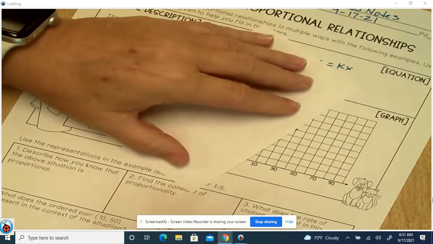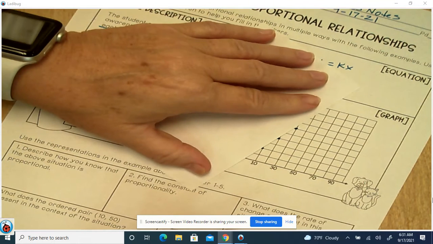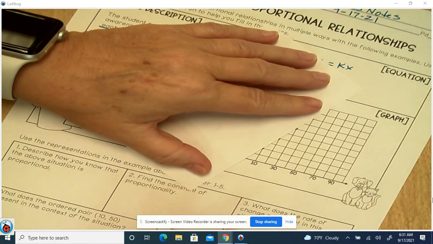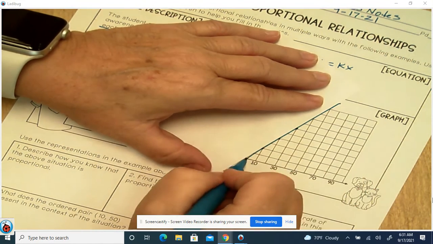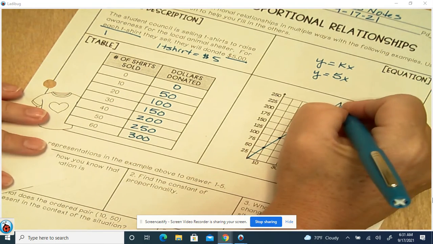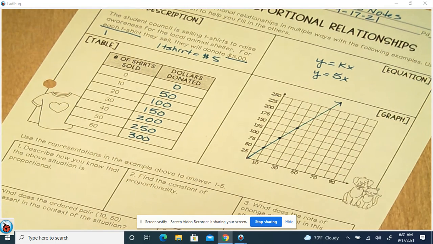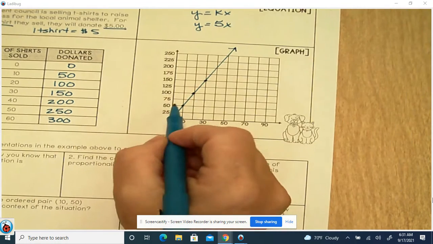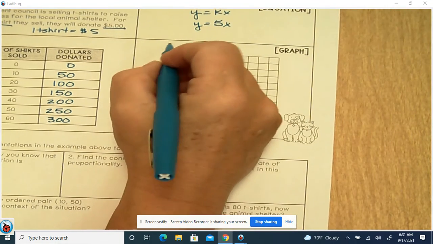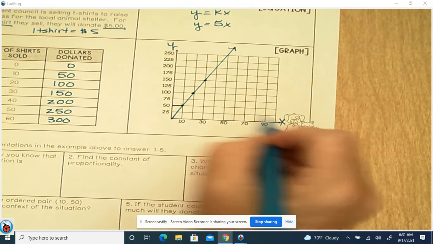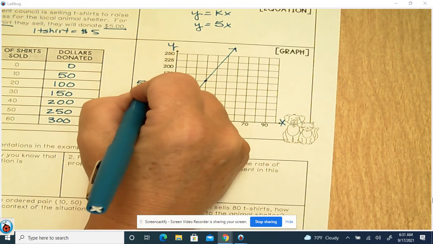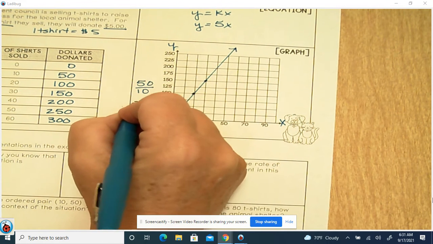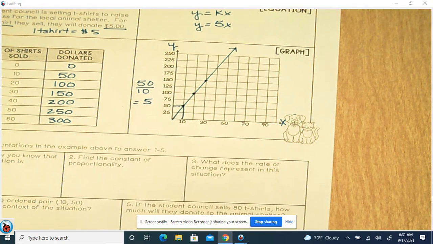This index card. And remember from yesterday's lesson, we said that it had to go through the point 0, 0 to be a constant of proportionality, which that one does. And if we take the y, which is the y-axis, and divide it by the x, we have 50 divided by 10, and that equals 5.